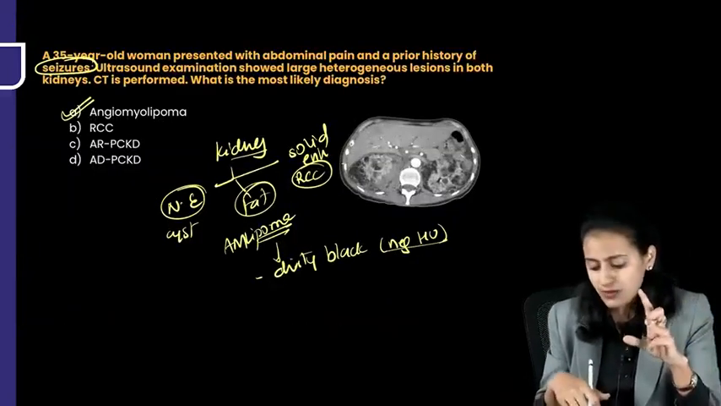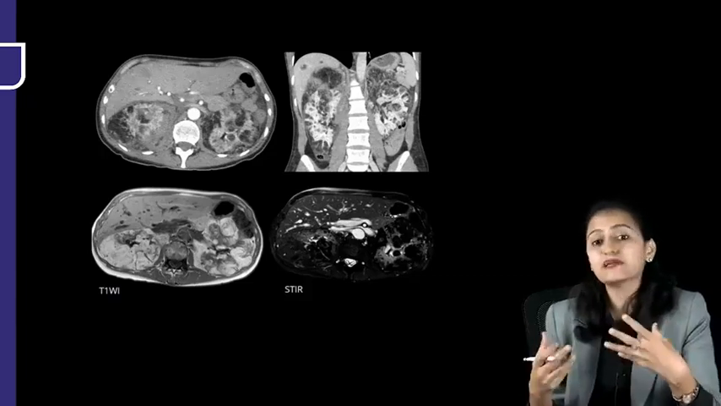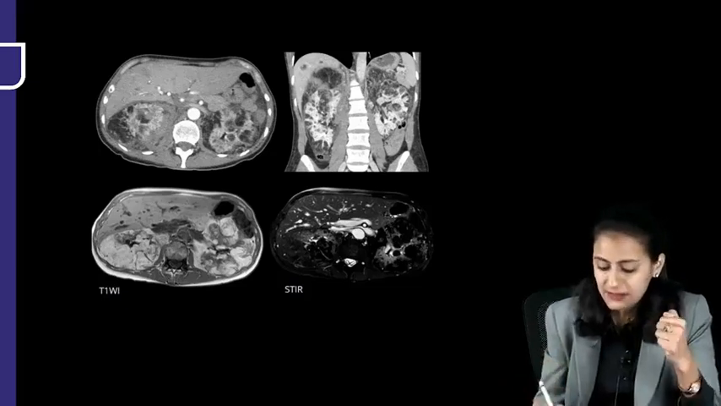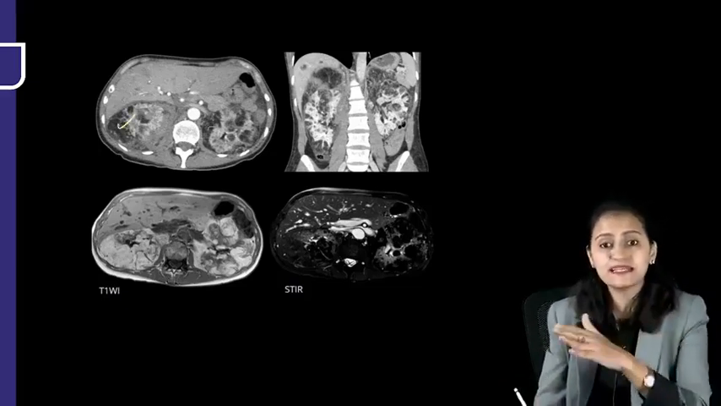So these are bilateral angiomyolipomas. How will it appear on ultrasound? It will appear hyperechoic because the fat appears hyperechoic. Same patient, CT, dirty black appearance. Let's prove it on MRI.